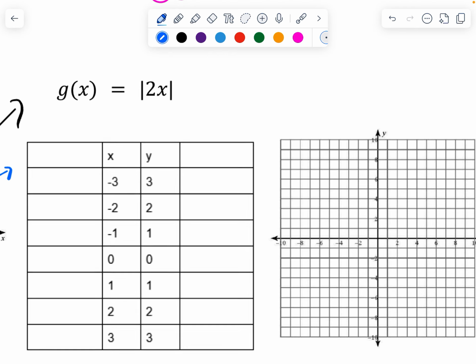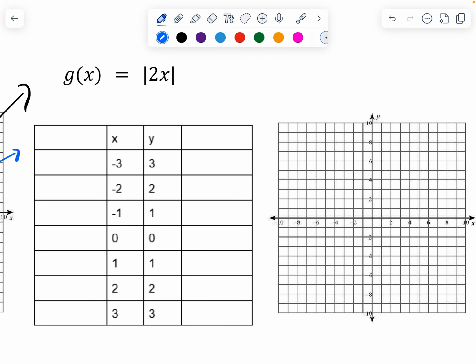Now remember, if it's on the inside, then it's going to be the opposite operation. So right now it's times 2, but the opposite operation would be divided by 2. I'm going to take x and I'm going to divide it by 2. So this is negative 1.5. This is negative 1.